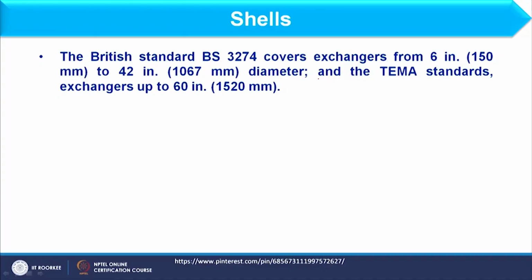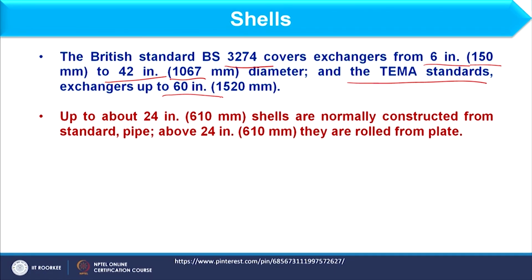Fine. And as far as material of construction is concerned, usually shells are made of carbon steel. And as far as its dimension is concerned, when we see the standards such as British Standard BS 3274, it covers shells from 6 inches to 42 inches, right, which in mm is 150 to 1067 mm. So this is basically the diameter of the shell, and according to TEMA standards, up to 60-inch shells are available in shell and tube heat exchangers.